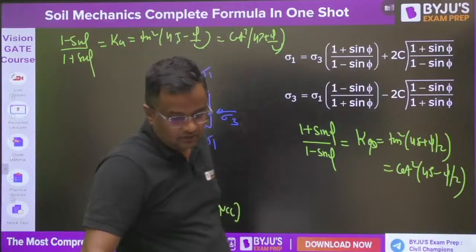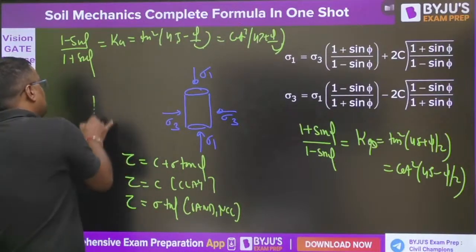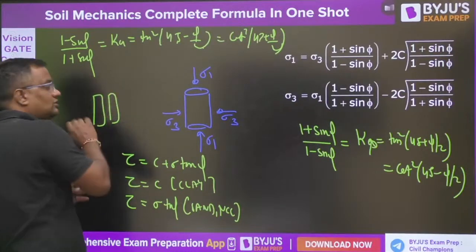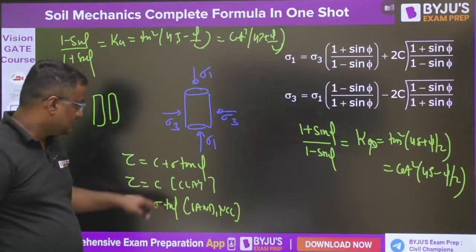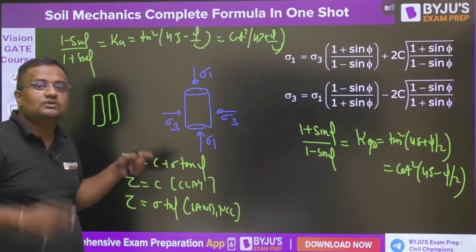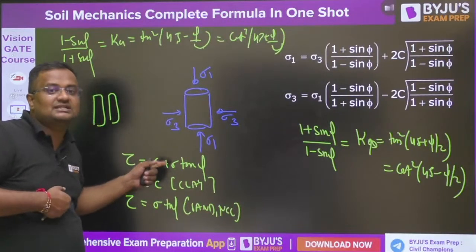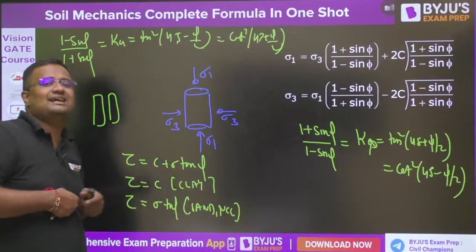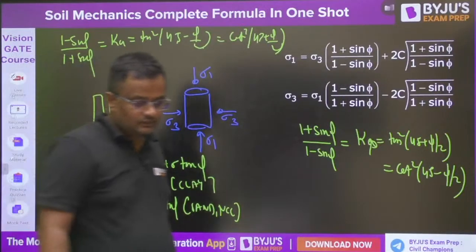Why are C and phi 0? In clay, phi is 0 because clay particles are flaky. Flaky means the two surfaces are smooth, so there is no friction between them. In sand, why is C 0? Because cohesion comes from electrostatic attraction, and clay has a charge separation. Sand is neutral, with no charge separation, so there is no cohesion there.